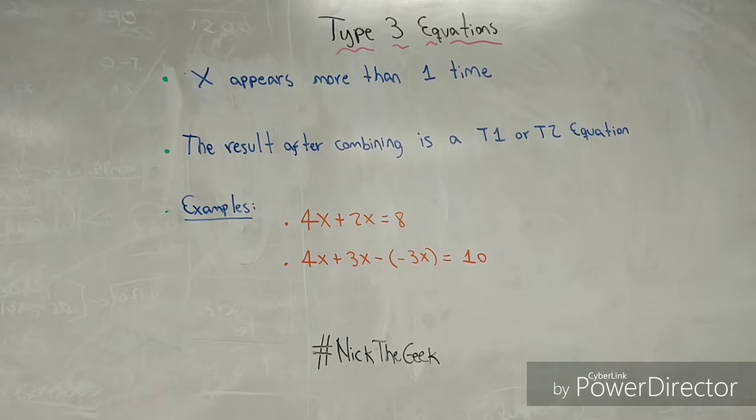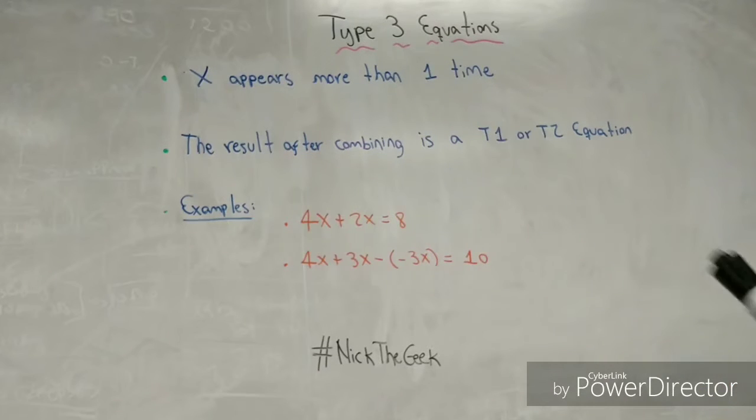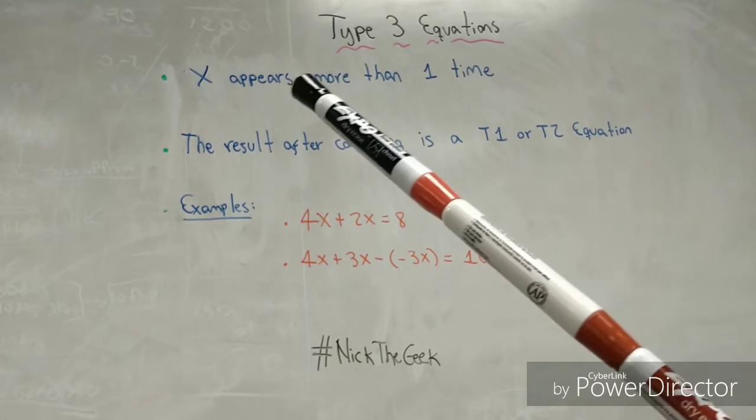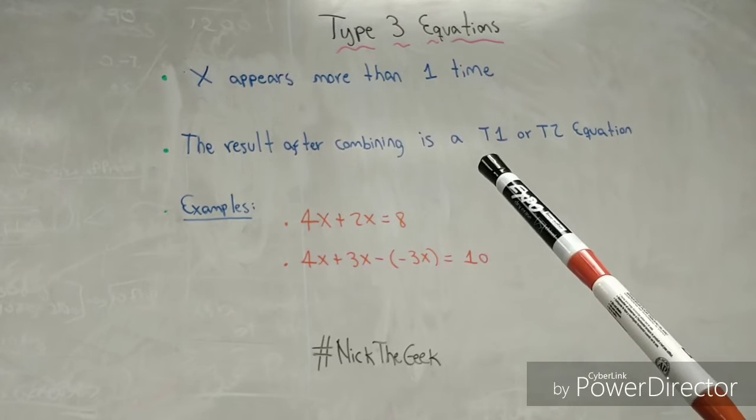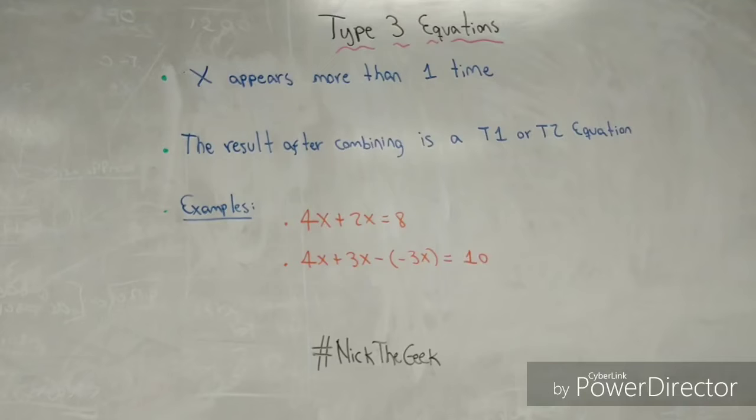Well guys, at first glance we can observe that the type 3 equation is one of those equations that is going to result really simple. X is going to appear more than one time in the equation, and then you need to combine the x, or the variable that you're looking for. Then after combining, you'll get a type 1 or type 2 equation. We're going to do a couple of examples.